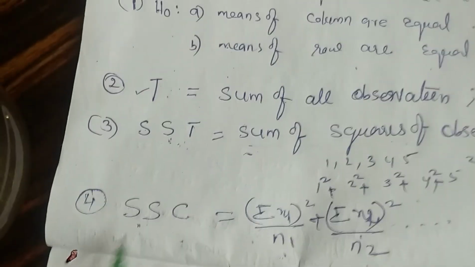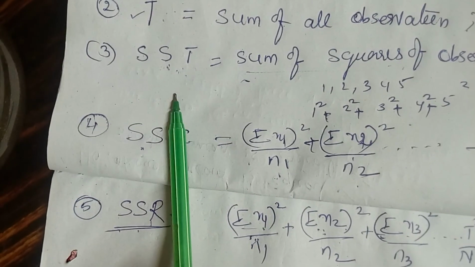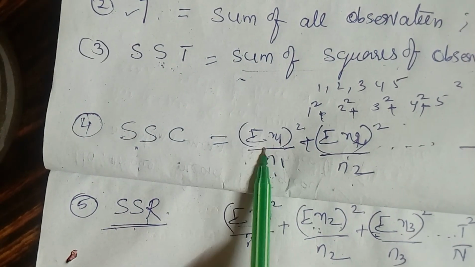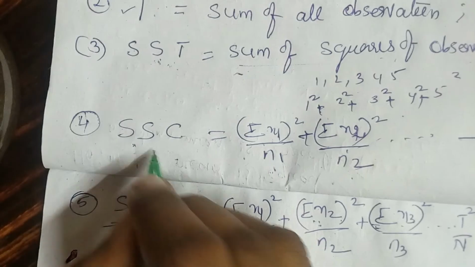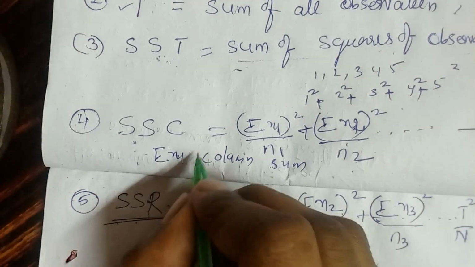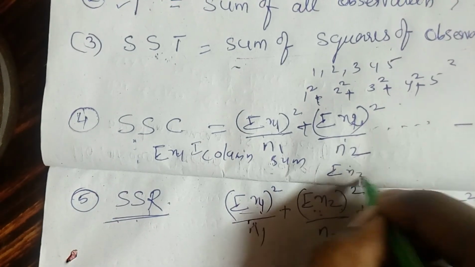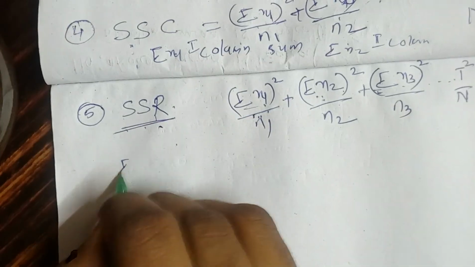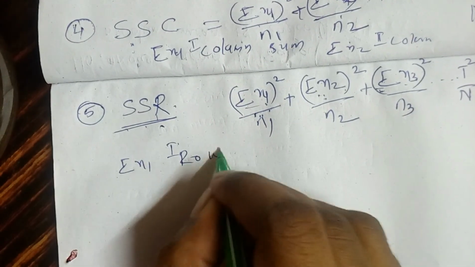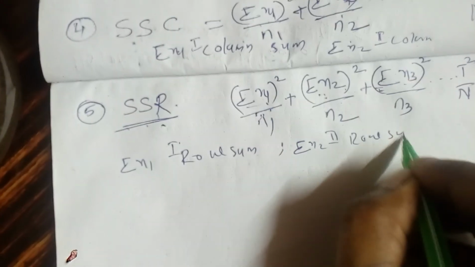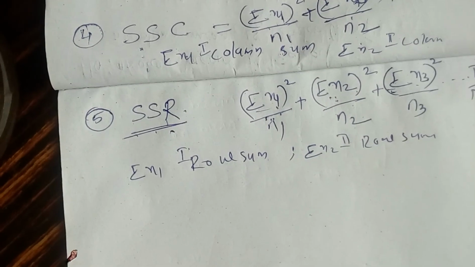So first you find the T value, next SST, next SSC. Here sigma x1 is the column sum, the first column sum. Sigma x2 is the second column sum, sigma x2 square, and so on. Here in the case of SSR, sigma x1 is the first row sum. Sigma x2 is the second row sum. In this way, continue.